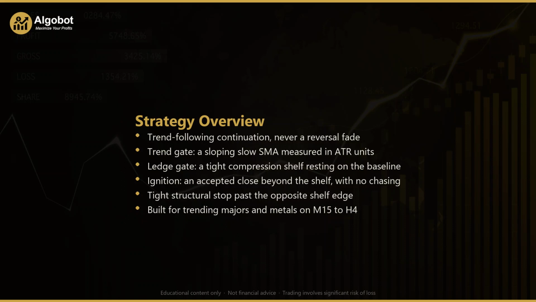Three gates must all agree before the strategy signals a trade. The first is the trend gate, which requires the slow-moving average to be sloping by at least a minimum amount, measured in ATR units, with price sitting on the correct side of it. The second is the ledge gate, which requires the most recent closed bars to form a genuinely tight shelf that rests around the baseline, rather than a wide, choppy churn. The third is ignition, which requires a bar to actually close beyond that shelf with a decisive body, while filtering out entries that are already stretched too far.